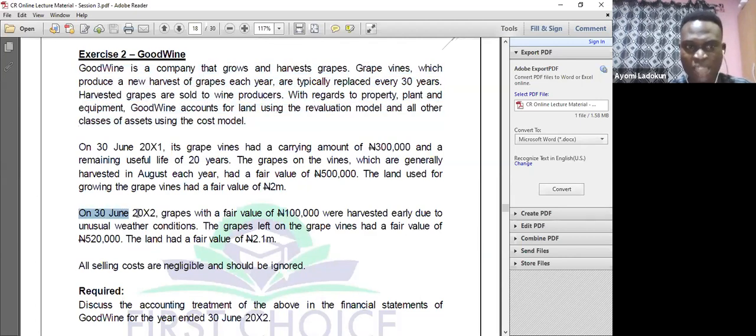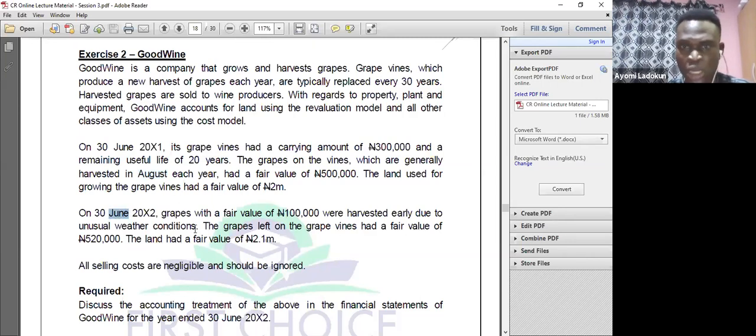On 30th June 20x2, grapes with a fair value of 100 were harvested. Out of this 500 now, the one that was worth 500 was harvested early due to unusual weather condition. They are supposed to be harvesting them in August, but they have to harvest them in June.